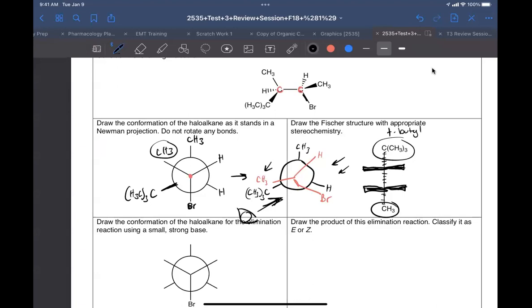already dashed, these are wedges because they're out of the plane. And whatever you have right here, you just slap them on this side. So Newman projection, all right, CH3 side, Br, H. That's from this side.